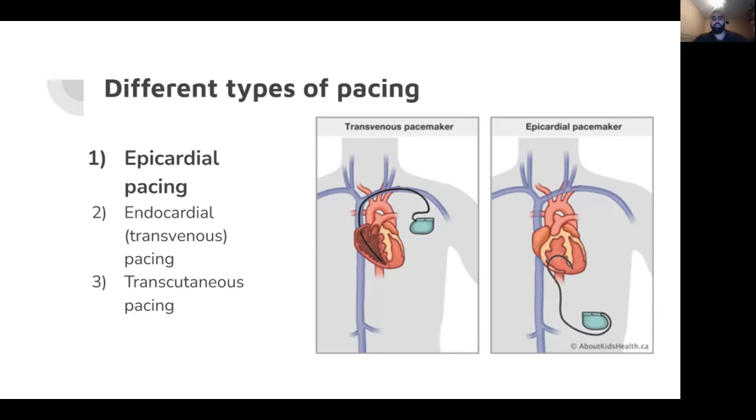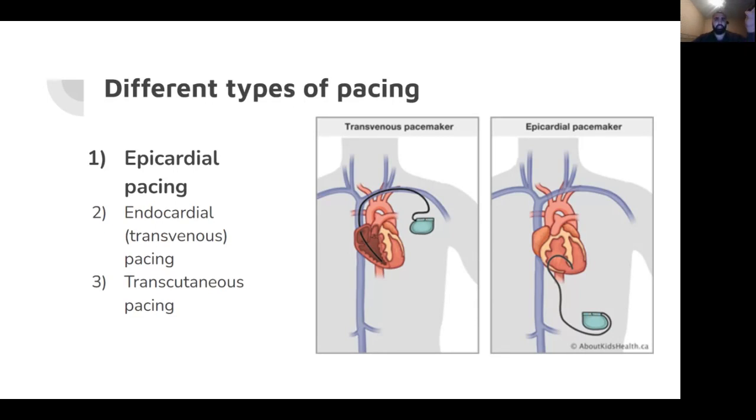The second one, endocardial pacing. This is what cardiologists will do. This is more done in the case, for example, of a patient that develops a heart block in the community. They may develop type 2 or type 3 heart block.